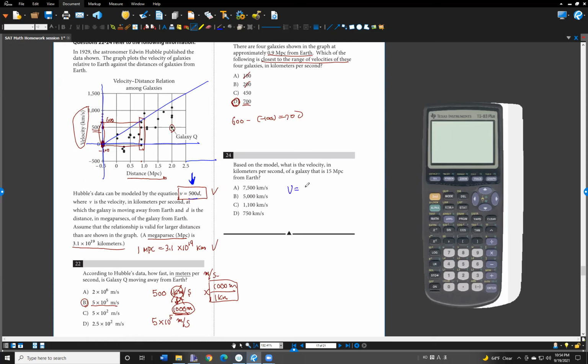So V equals what? 500 times 15 Mpc, isn't it? How much? 7,500 kilometers per second. Okay, that's the answer. This is what? Kilometers per second. Okay.